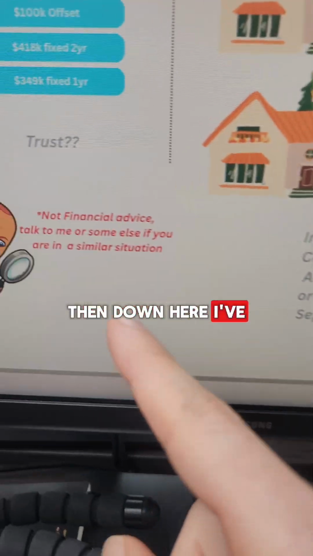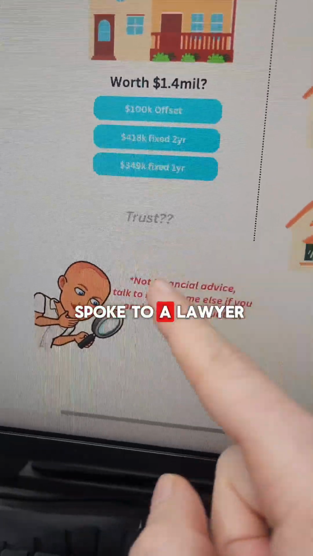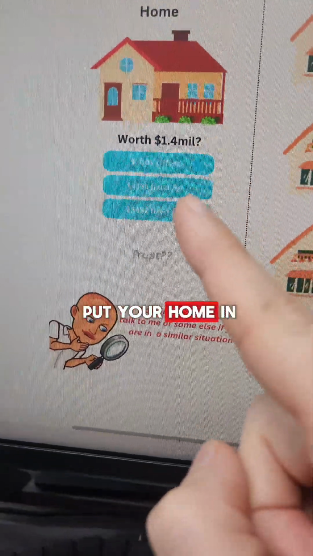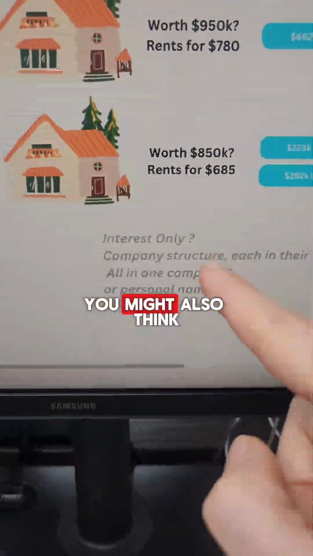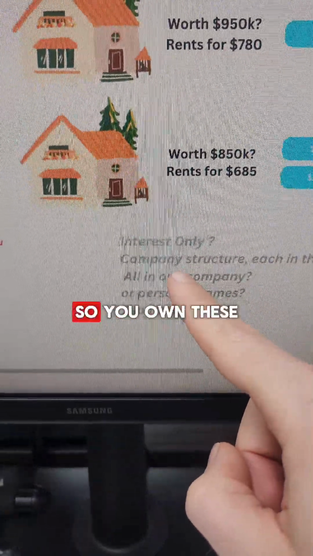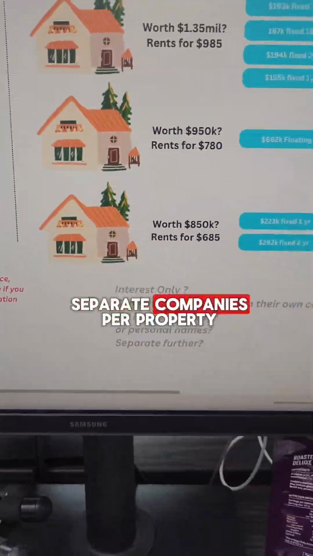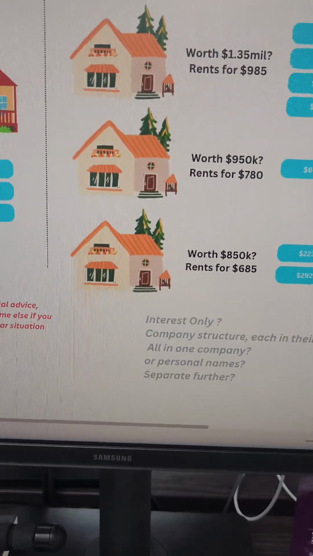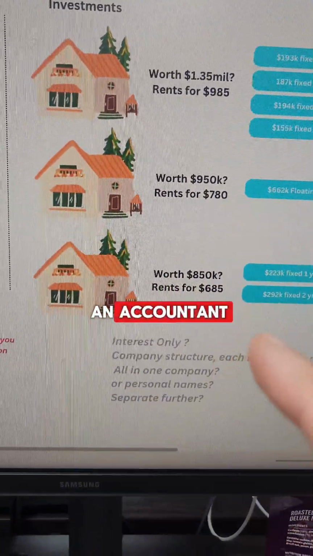Then down here, I've kind of put considerations. This is not how I've set it up, but if you spoke to a lawyer or accountant, you might think to put your home in a trust. And you might also think about company structure. So you own these in one company, or you could have separate companies per property. The pros and cons of that, a bit complex, and you need to talk about that with an accountant.